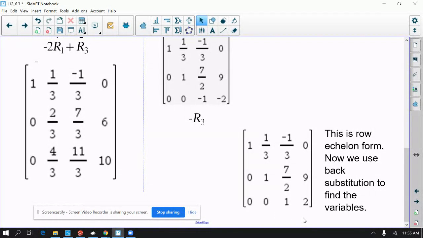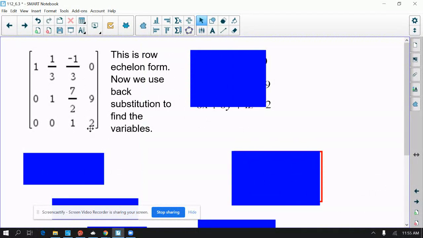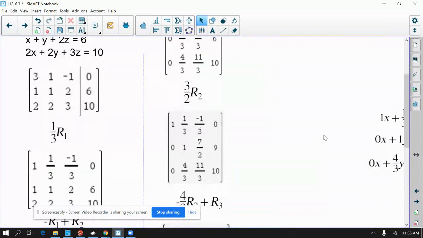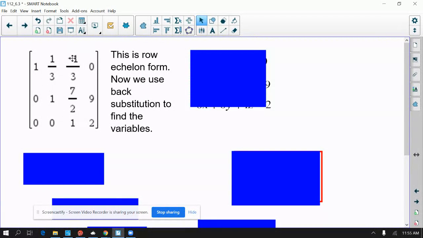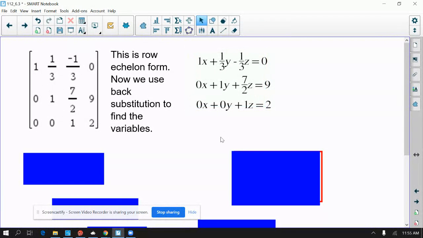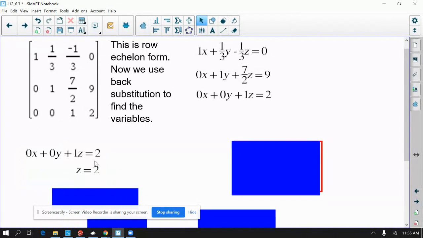Now I use back substitution to find X and Y, because I know what Z is. Z is 2. And remember, I forgot to mention this again, but at any point, you can rewrite every row as an equation that would form a system of equations. And at this point, I will refer to it. The top row becomes this, the second row is this, the third row is this. That third row is very telling. I know that 0x plus 0y plus 1z equals 2. That tells me that z is 2.